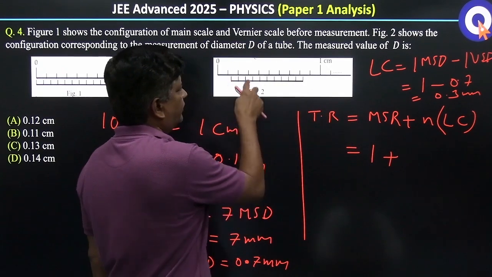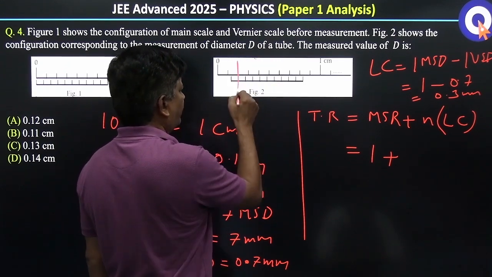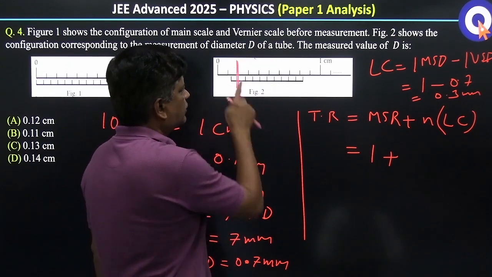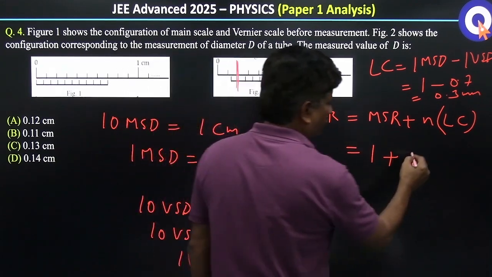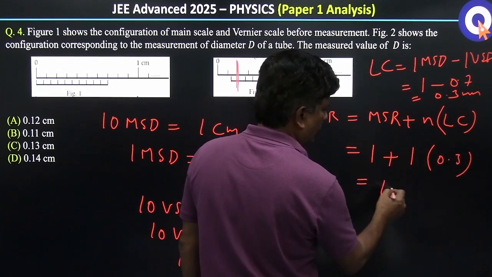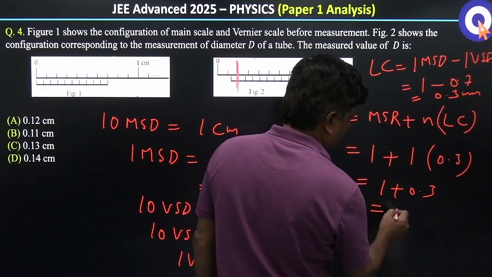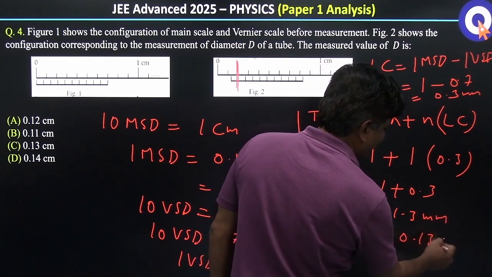Which division of the vernier calipers is coinciding exactly with the main scale division? If you observe carefully, the first division is coinciding. So from the diagram, the value of n, or the vernier coincidence, is equal to 1 and the least count is 0.3. So overall it is 1 plus 0.3, which is 1.3 millimeters, or 0.13 centimeter.